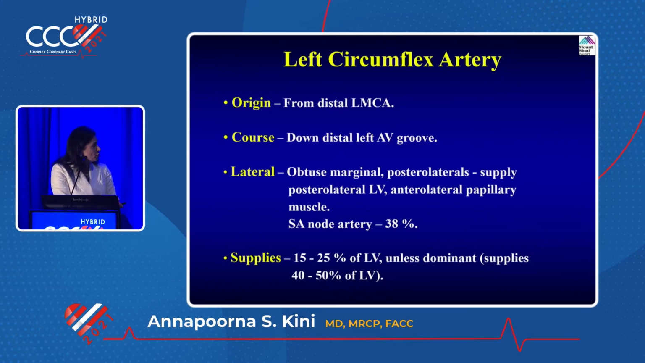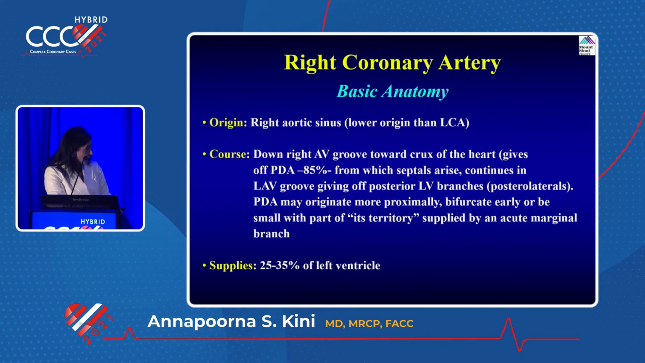And what are the branches is obtuse marginal. So circumflex definition is prox circ up to the origin of the obtuse marginal. After that is all distal circ. Okay, and depending on if the PDA is coming from the left, it's called left dominant, otherwise right dominant. About 40% of the muscle is supplied. And right coronary we have gone through.